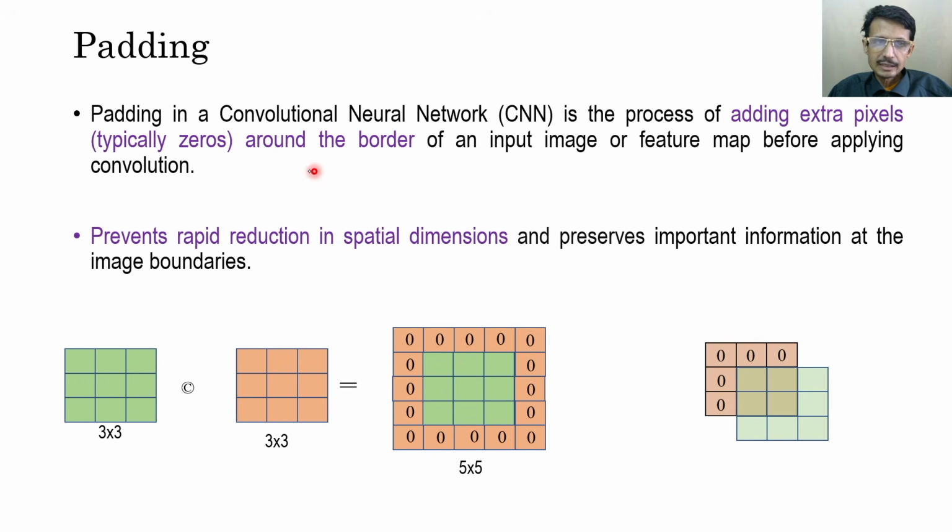Zero padding means adding extra pixels, typically zeros, around the border of the input image or feature map before applying convolution. So if you put it here, it comes here, here, here, and you get this kind of zeros. This is zero padding. It prevents rapid reduction in spatial dimension and preserves important information in the image boundaries. That is called padding, and it's an important concept that we will need to understand.